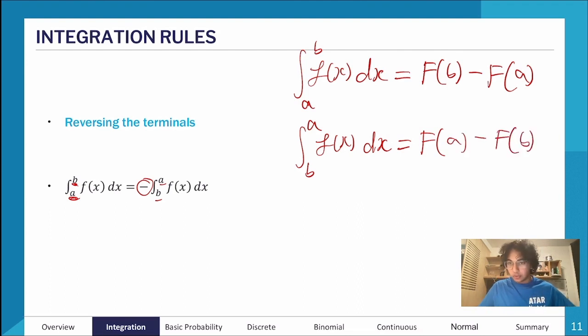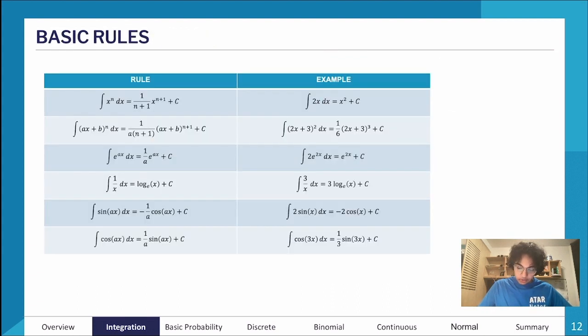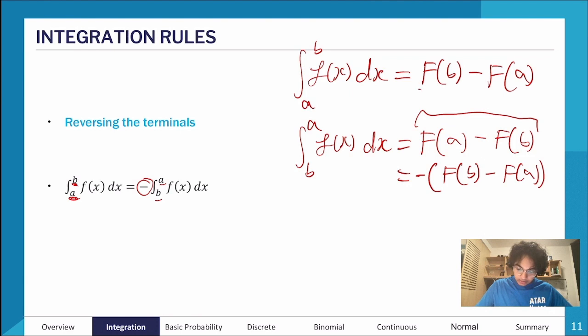Now, I'm sure a lot of you can already see this, but if I try to factorize this expression just by taking the negative out, I'll get negative, F of b minus F of a, like so, with a negative out the front. And you can see that these two things here are just negatives of each other. So this rule stands. Hopefully that makes sense. It is super useful for solving these multiple choice questions that I'll show you in a little bit.